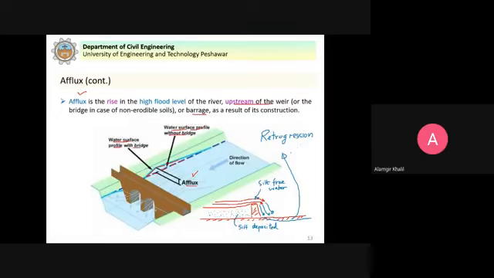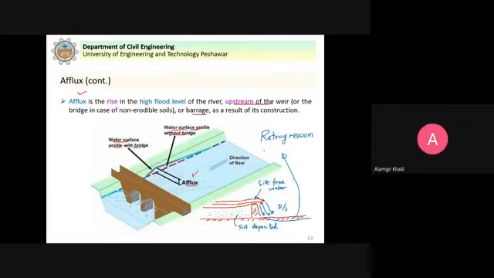So what will happen is that the silt-free water flowing over the weir will try to pick up the sediments from the bed of the river downstream. Clear? This is the downstream side. So it will lower the bed of the river downstream. This phenomenon is called retrogression.